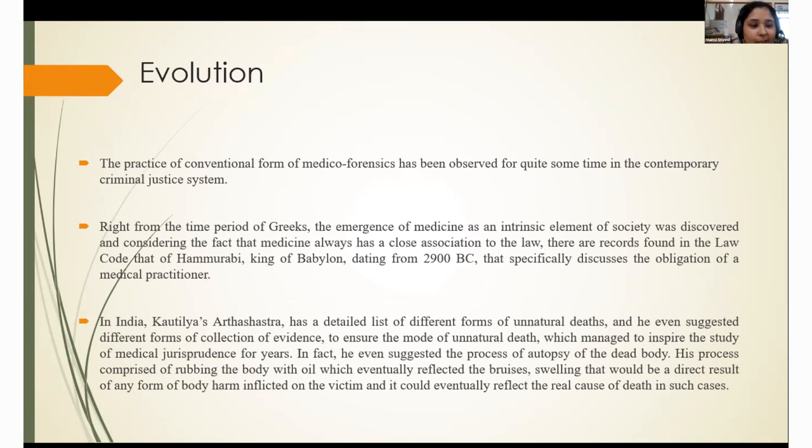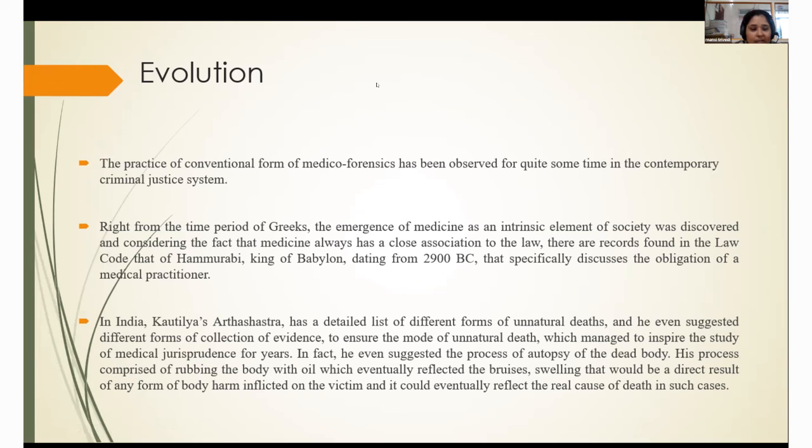Talking about the evolution of forensic medicine, the practice of conventional medico-forensics has been observed in the contemporary criminal justice system. Right from the Greek period, the emergence of medicine as an intrinsic element of society was discovered, and the fact that medicine always has a close association with law was recognized. There are records found in Hammurabi's code, the Babylonian laws dating from 2900 BC, that discuss the obligations of medical practitioners.